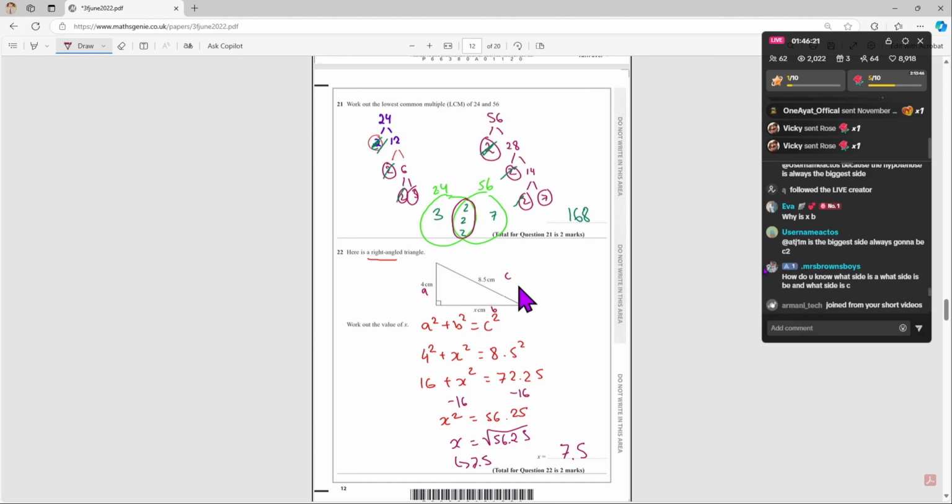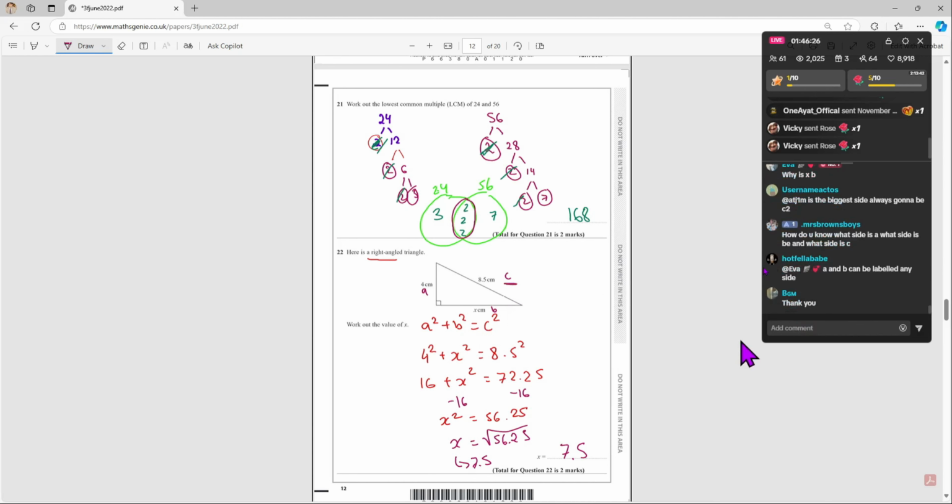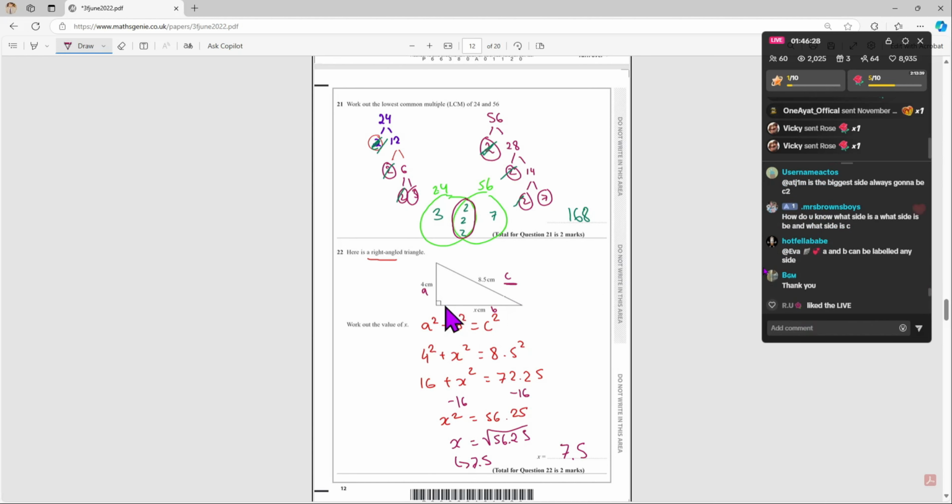So C is always the longest side, okay? Longest side is C, and A and B, it does not matter which way you label it. A and B, you can label it either way. It doesn't matter. You get the same answer of 7.5. Okay.